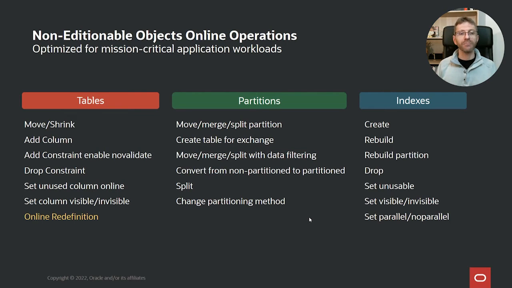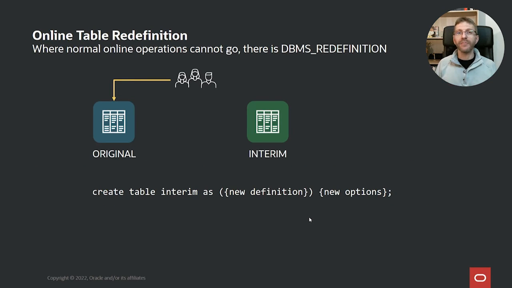But other changes, like some special partition changes, or for example, dropping a column from a table, those are not online as is. And that's why we have another feature that is the online table redefinition, that many customers know as DBMS_REDEFINITION, because that is the name of the PL/SQL package that you have to use in order to leverage this online table redefinition. So how it works, we start with the original table that we want to redefine, let's say by splitting a column, for example, into two different columns.